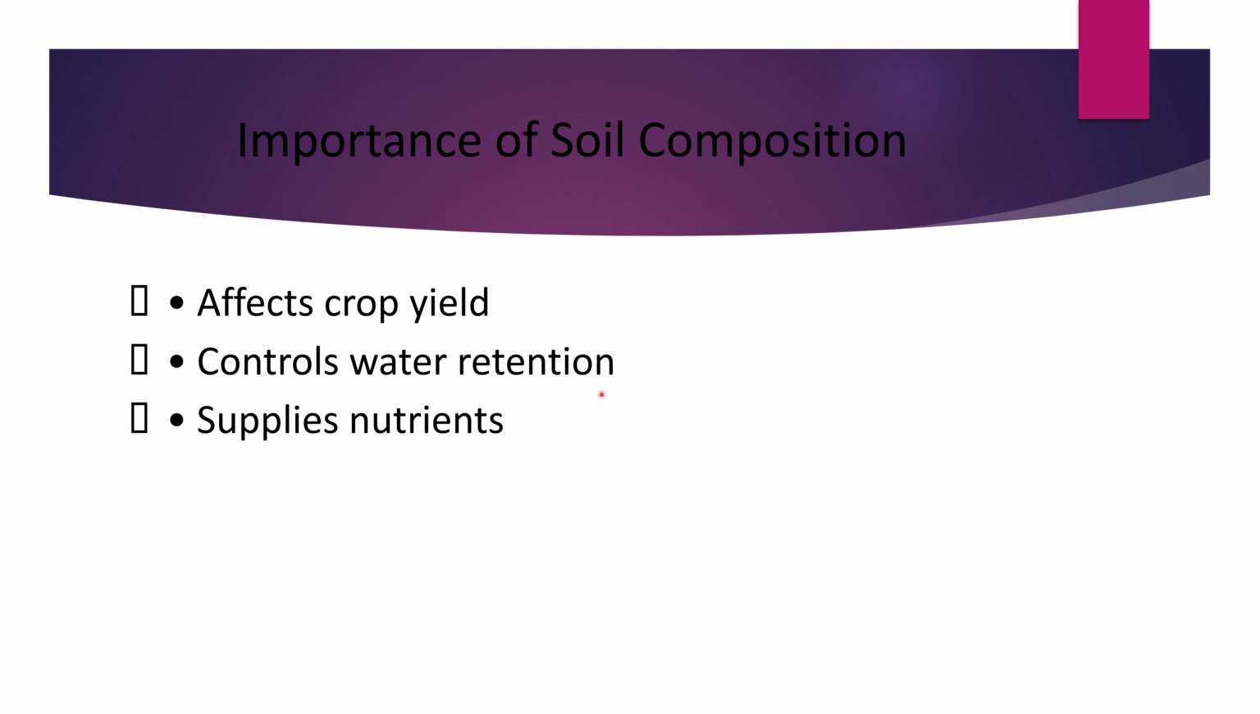Control water retention. The composition determines if water stays near the roots or drains away. As we saw, sand drains fast while clay holds it tight. Getting this balance right prevents both drying out and waterlogging. Supplies nutrients. A healthy composition ensures there is enough organic matter and water to dissolve and deliver minerals to the plants. Soil composition is the recipe for a healthy environment. If the recipe is wrong, the plants can't survive.